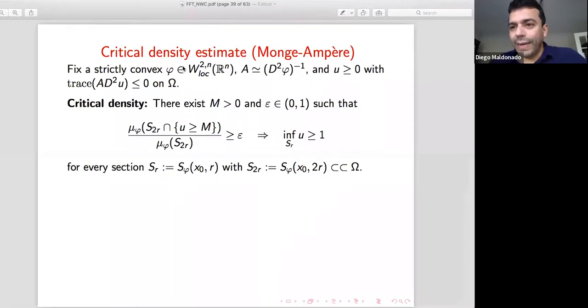Now, let's restate this critical density property, but now in terms of the new geometry, the new measure. So you see, now we have sections there.